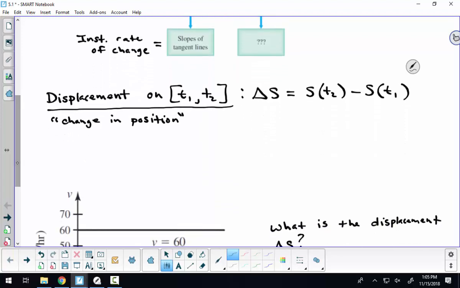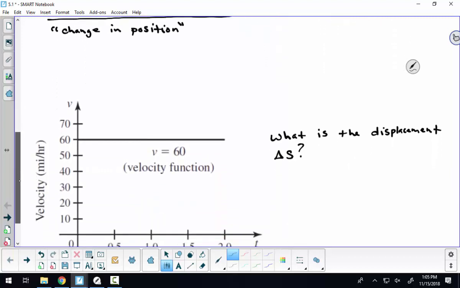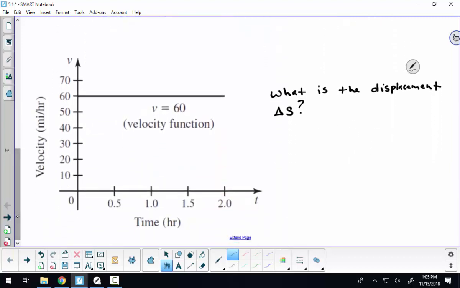So here's a reminder of displacement on a specific time interval. Displacement was just the change in position, where you ended minus where you started. Here's a simplistic example to illustrate this idea. We've got a velocity function that's constant at 60 miles per hour for the first 2 hours, and we want to know the displacement, the change in position, in the first 2 hours.